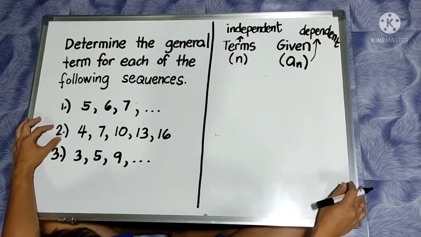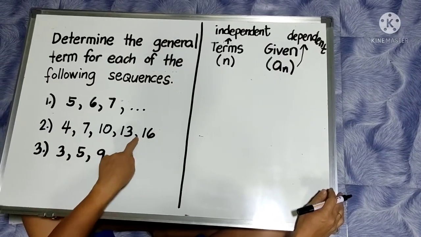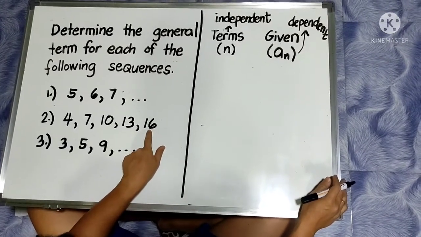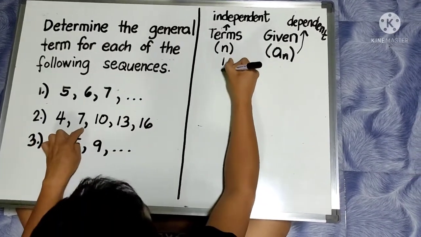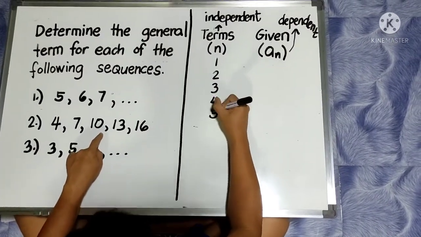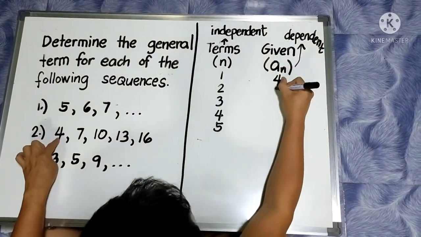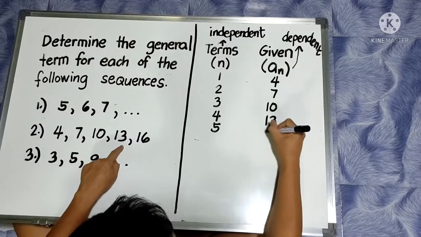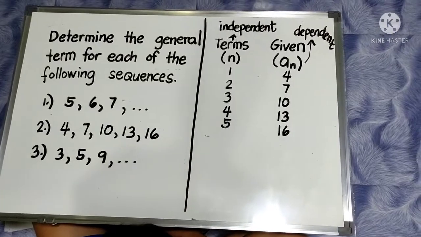Let us consider the finite sequence 4, 7, 10, 13, and 16. It is finite because it has a last term, 16. Okay? So what are your values of n? Your values of n are 1, 2, 3, 4, and 5. And what are your values of a sub n? You have 4, 7, 10, 13, and 16.